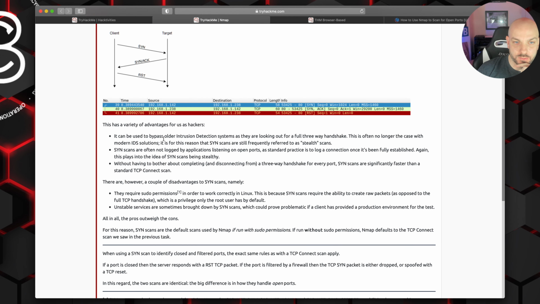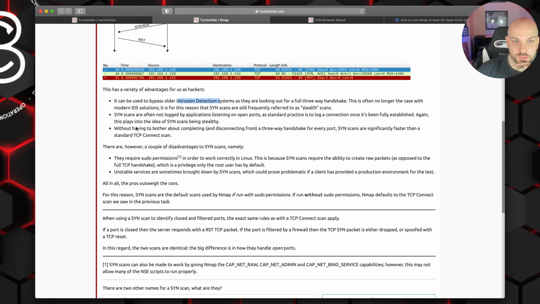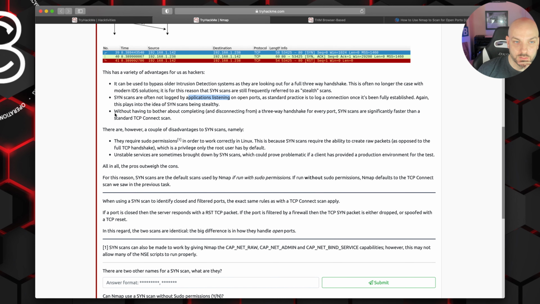And why would we want to use this? Bypasses older IDSs. SYN scans are often not logged by the application, because the three-way handshake doesn't complete, so it doesn't get logged. It's also going to be significantly faster. Okay.